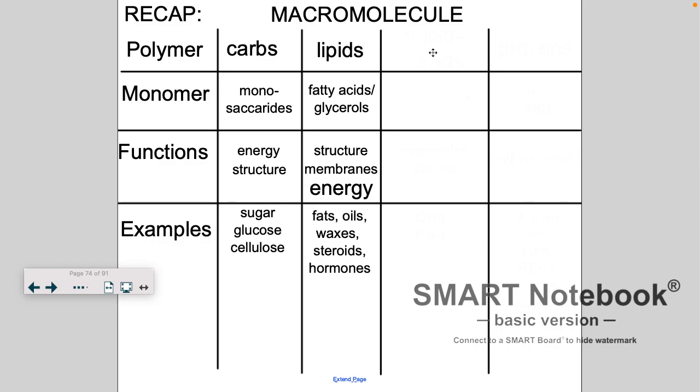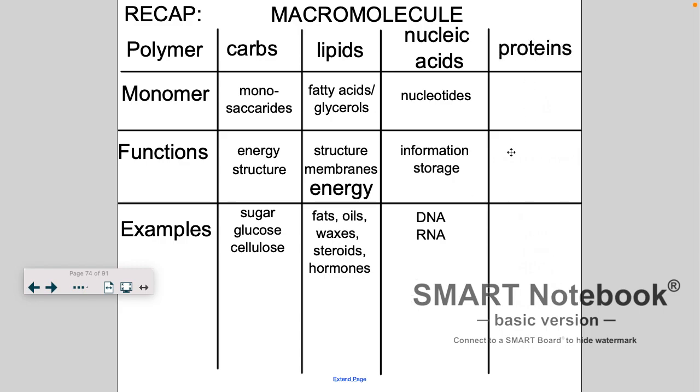Third polymer, nucleic acids. Monomer, nucleotides. These are your letters, A, T, C, G, and U. The job of nucleic acids is to store information. And examples, there's really only two: DNA and RNA.